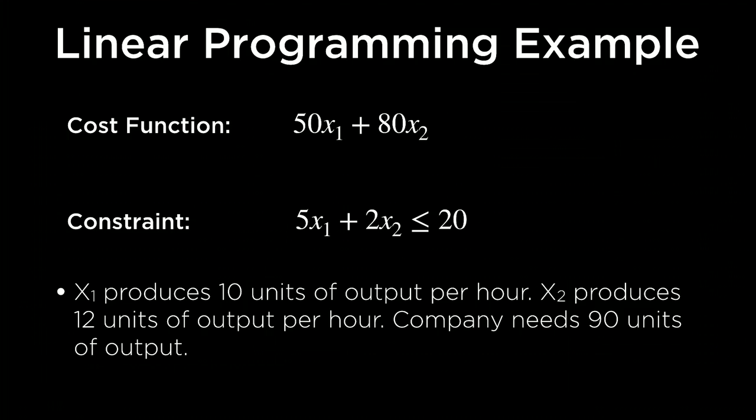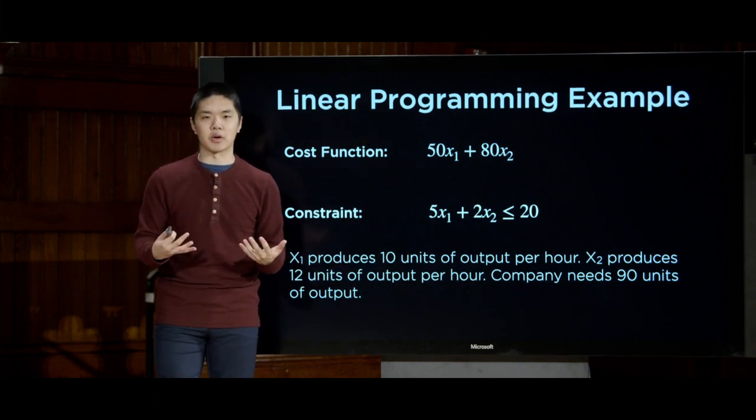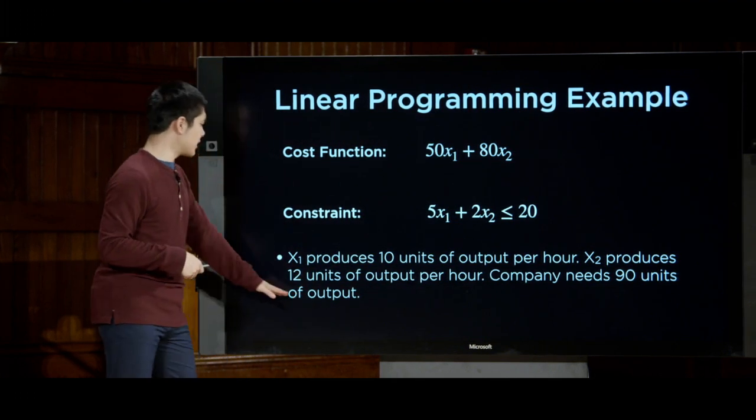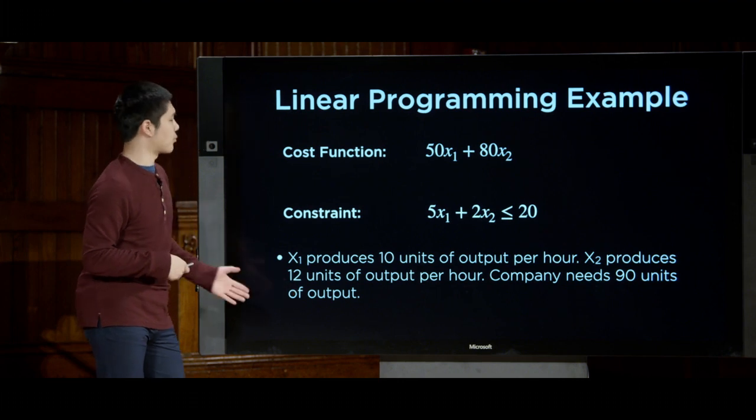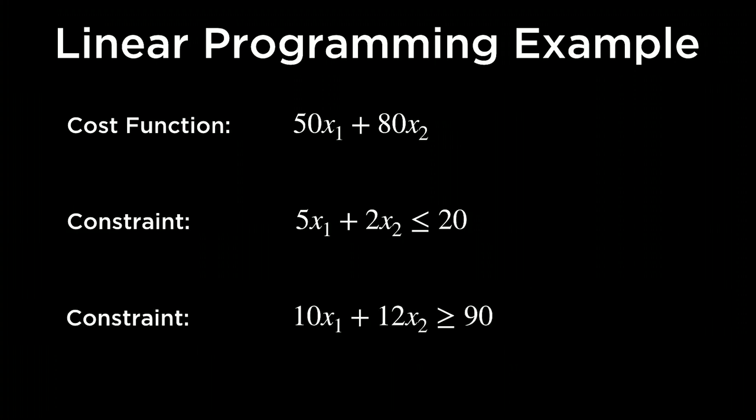5 times x1 plus 2 times x2 is less than or equal to 20. 20 is the total number of units of labor we have to spend, and that's spent across x1 and x2, each of which requires a different number of units of labor per hour. And finally, we have this constraint here. x1 produces 10 units of output per hour, x2 produces 12, and we need 90 units of output. And so this might look something like this. 10x1 plus 12x2, this is the amount of output per hour, it needs to be at least 90. If we can do better, great, but it needs to be at least 90.